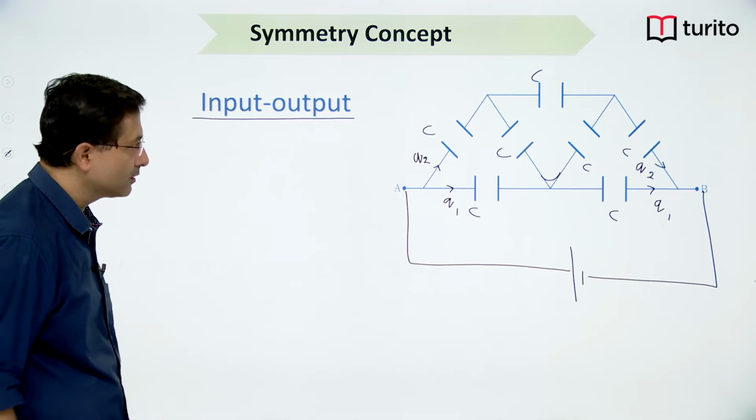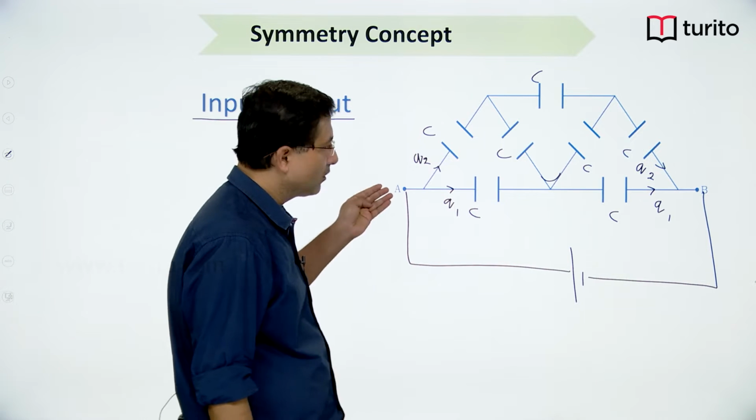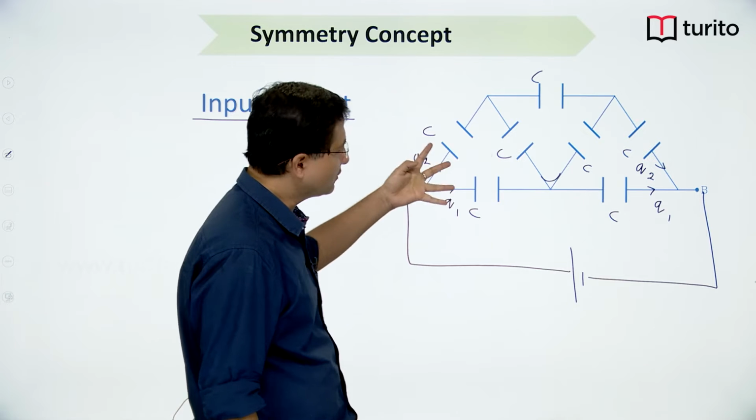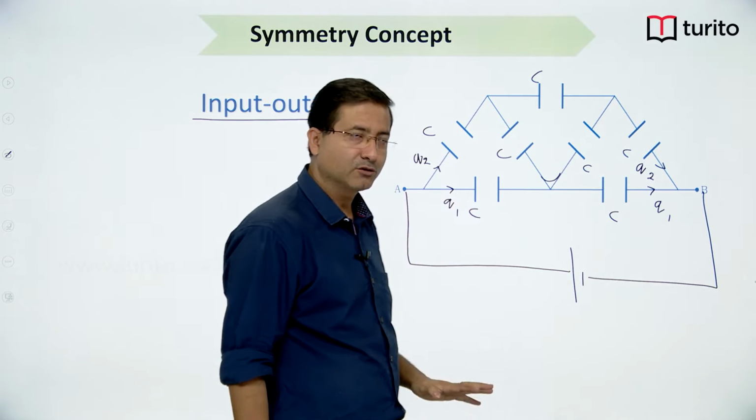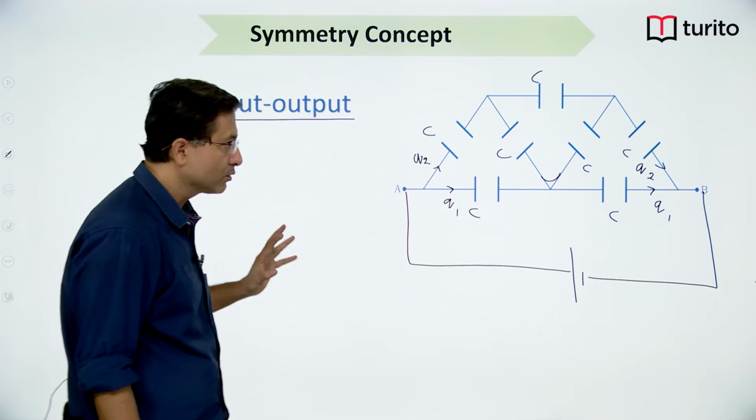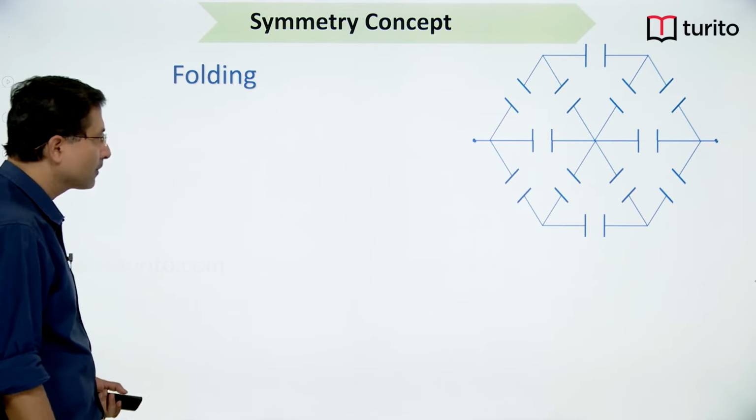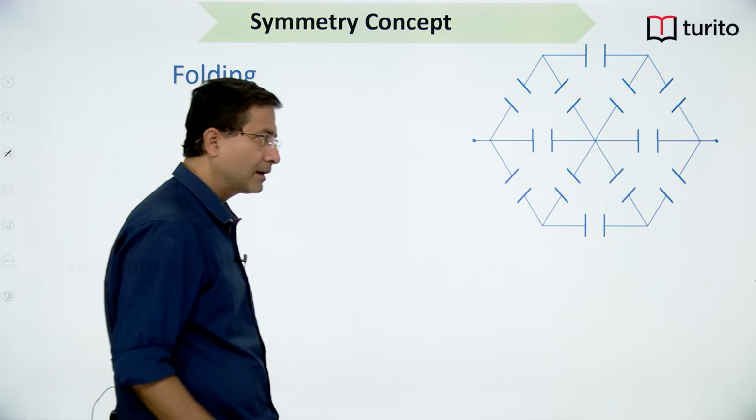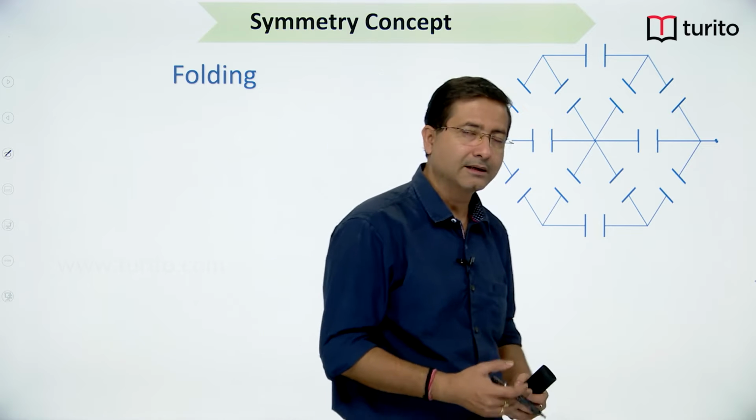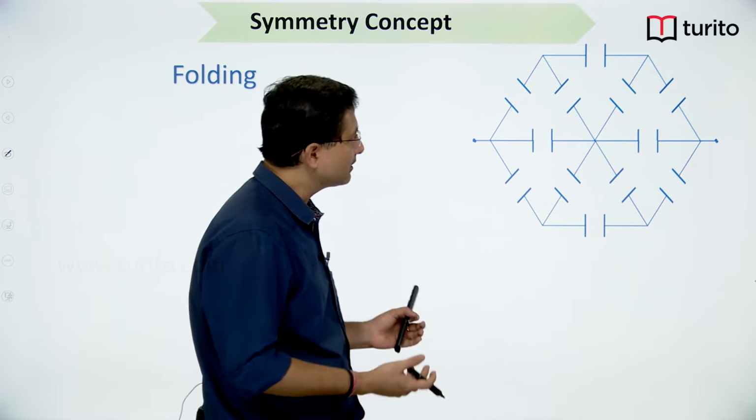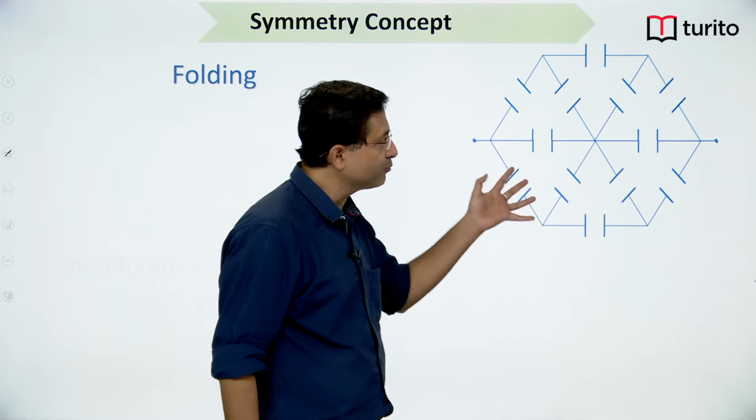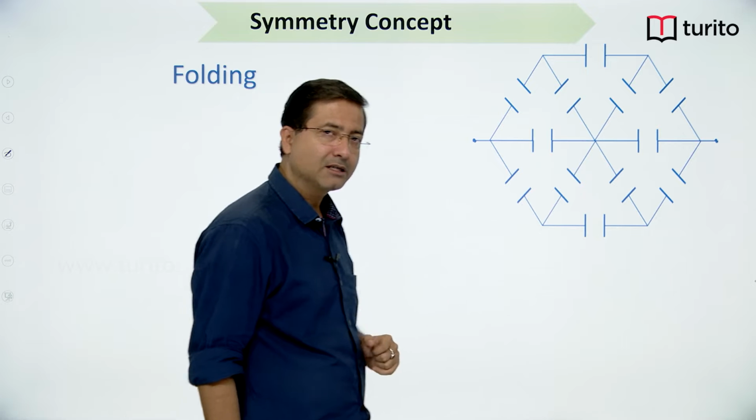Our focus was on the distribution of charge, how charge is getting distributed. Then we talked about folding symmetry. What was folding symmetry? I took this example, and I already told you a circuit can have more than one symmetry. Like in this case, this circuit is having input output symmetry as well as folding symmetry.